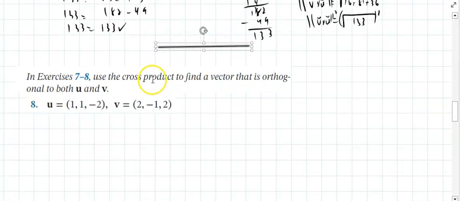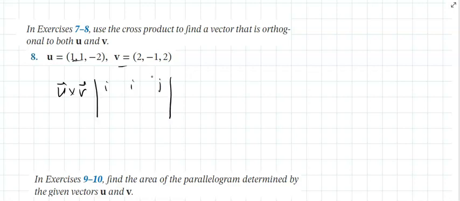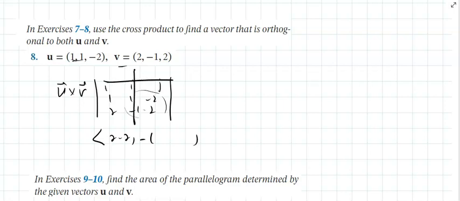Well, let's see. Use the cross product to find a vector that's orthogonal to both of those. Well, that's simple. The vector that's orthogonal to both of those is the cross product of both. That will be orthogonal to both. 1, 1, negative 2, 2, negative 1, 2. The i component crosses this row and column. You're talking about the determinant of this, which is 2 minus 2, that's 0. If I go for the j component, crossing this row and that column, that is 2 plus 2, that is 4.